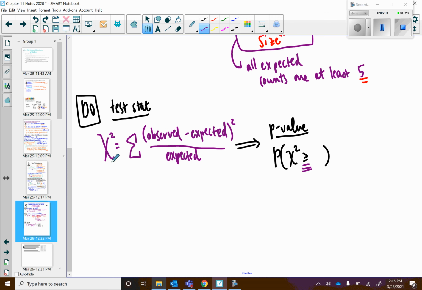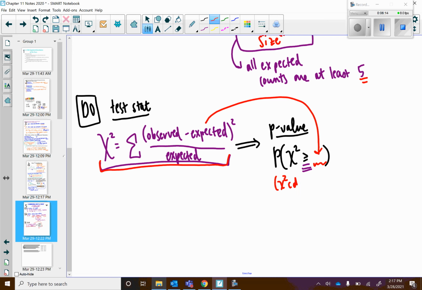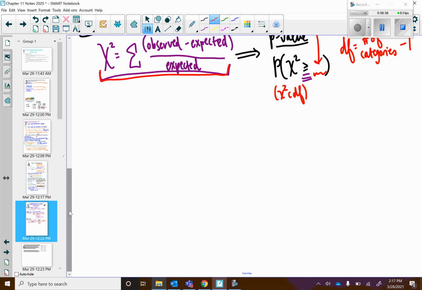So whatever number we get as our chi-squared value, you're going to find the probability of this happening. Remember, we can find this in chi-squared CDF, which is in your calculator under the distribution menu, which is second vars. And we need to note that our degree of freedom is the number of categories minus 1. Once we have our p-value, our conclusion is the same. State, plan, do, and conclude.